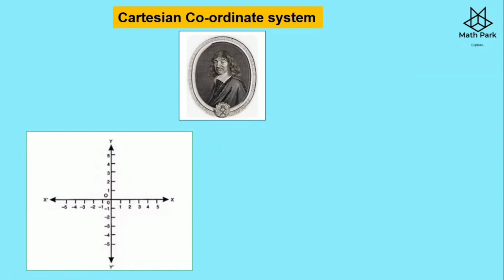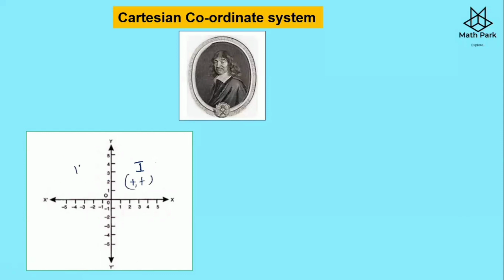Now this is the x-axis and y-axis, and we have four quadrants over here. This is your first quadrant. On the x-axis, going right is positive and left is negative; up is positive and down is negative. So in the first quadrant, both x and y are positive.